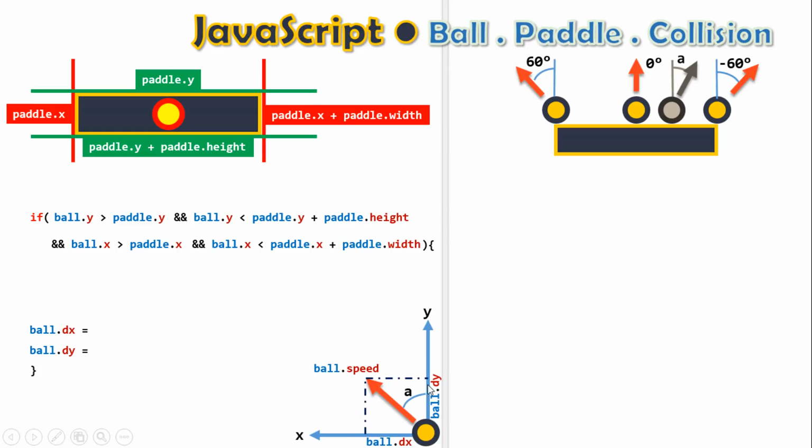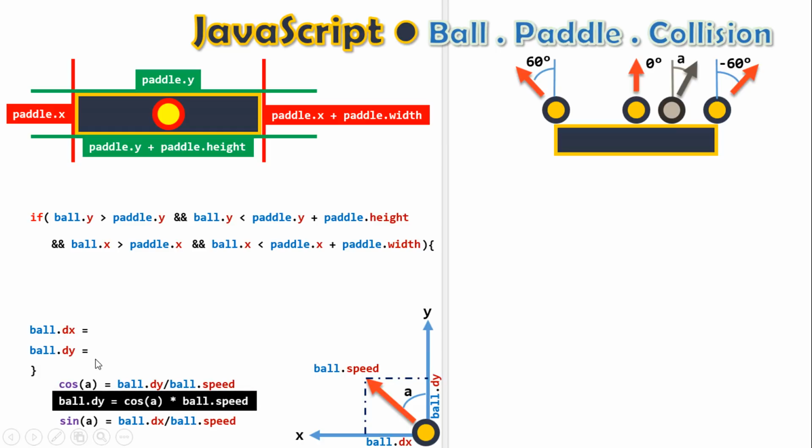You can see here that this is a right triangle or right angled triangle, which means that the cosinus of this angle is the ball.dy divided by the ball.speed. And also the sinus of this angle here is the ball.dx divided by the ball.speed. So from these equations here we can get the dx and dy values.